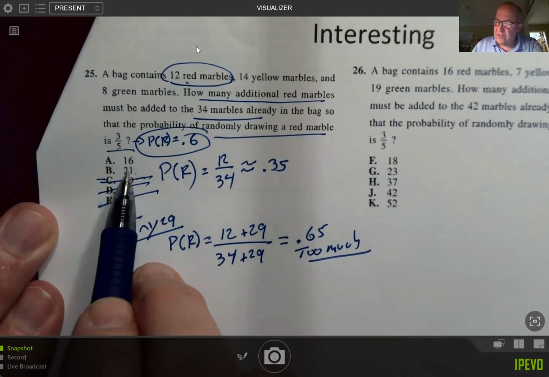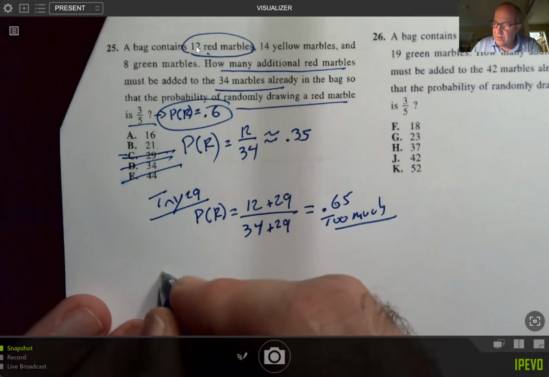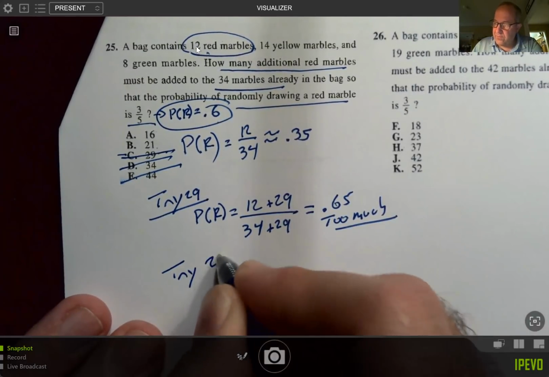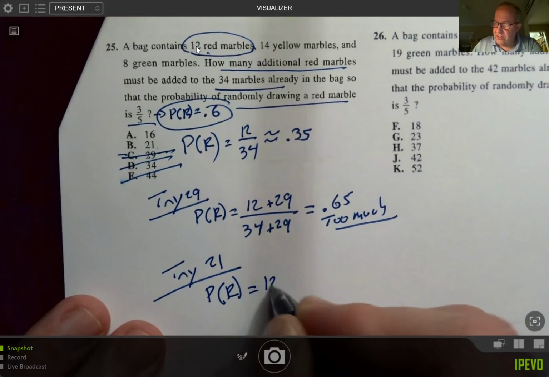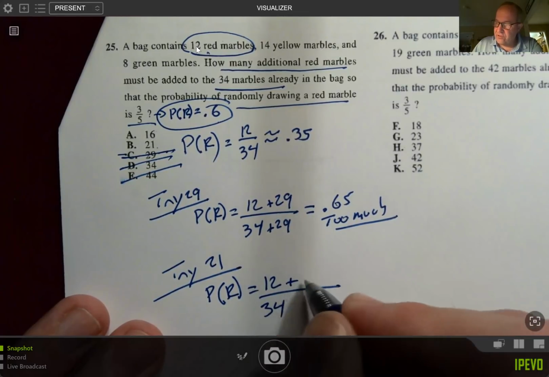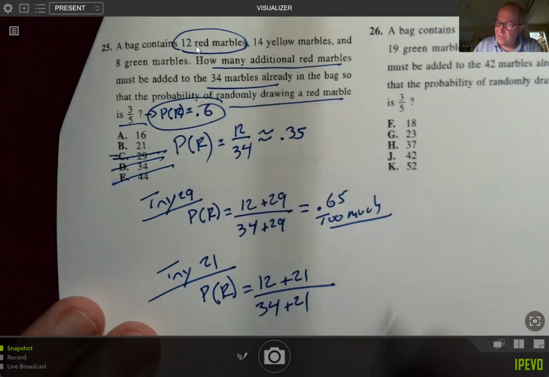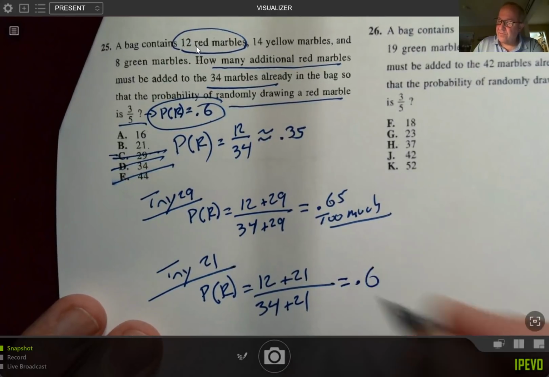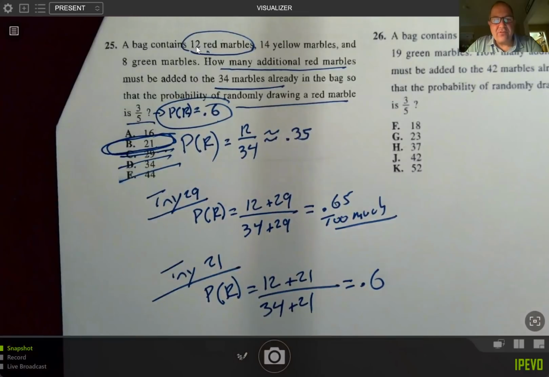I'll bet 21 is it, but I should just make sure. So let's try 21. The probability of red would be, well, again, originally it was 12 out of 34. Let's add just 21 red marbles. That means the total gets increased by 21. This is equal to 0.6. And that's exactly what we wanted. So the answer would be letter B.